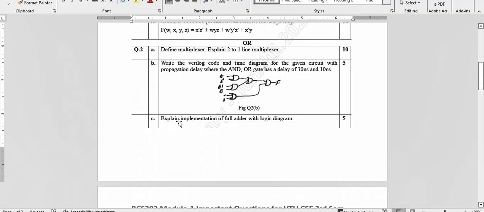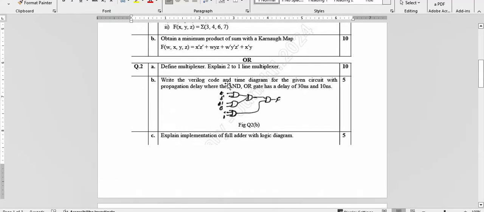Okay. And another thing I have observed is the Verilog code and timing diagram for the given circuit. In two question papers they have asked this, okay, which is for 5 marks.